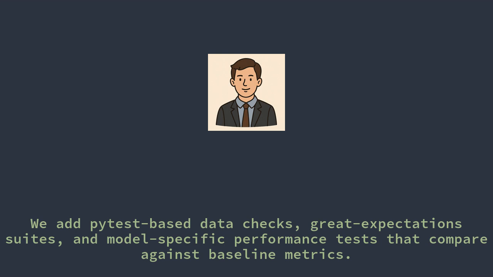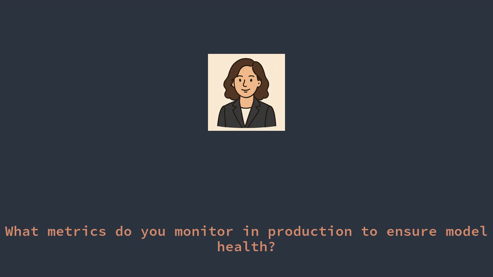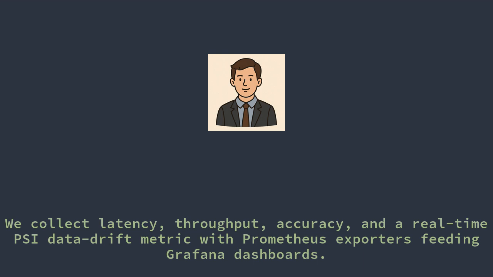We add PyTest-based data checks, Great Expectations suites, and model-specific performance tests that compare against baseline metrics. What metrics do you monitor in production to ensure model health? We collect latency, throughput, accuracy, and a real-time PSI data drift metric with Prometheus exporters feeding Grafana dashboards.